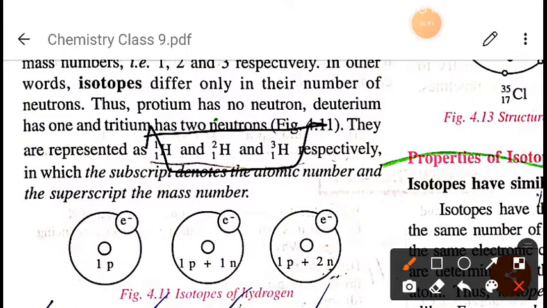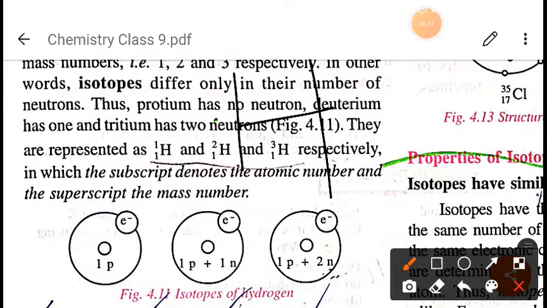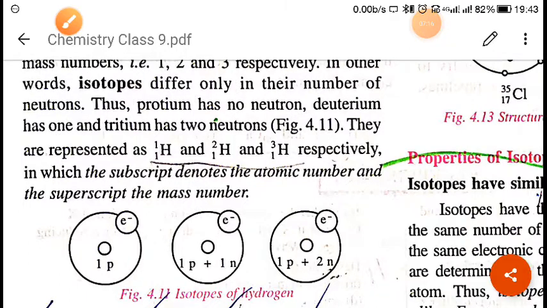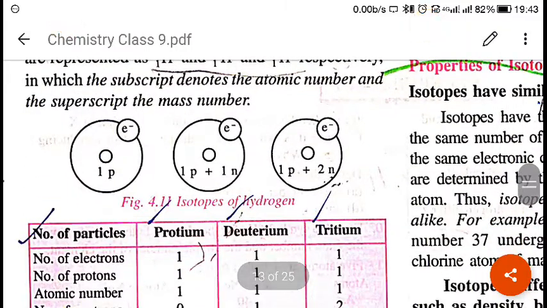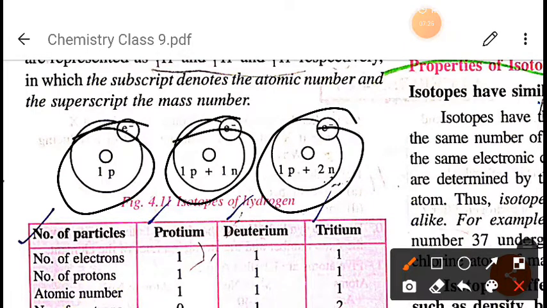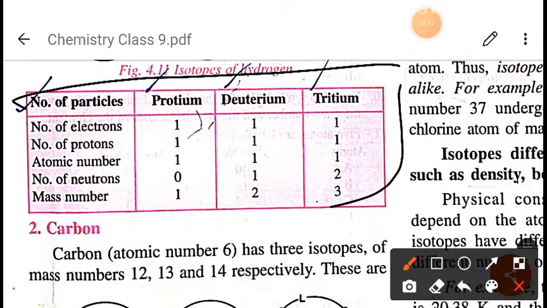And the below one, let me write it like this: 1 here, also 1, suppose. This one is the atomic number, and this one is the atomic mass. Understood? I hope you have got some idea about this. So as you can see here, in protium no neutron, in deuterium 1 neutron, and in tritium 2 neutrons. I hope you have understood this. Now you can see the table is also given here.